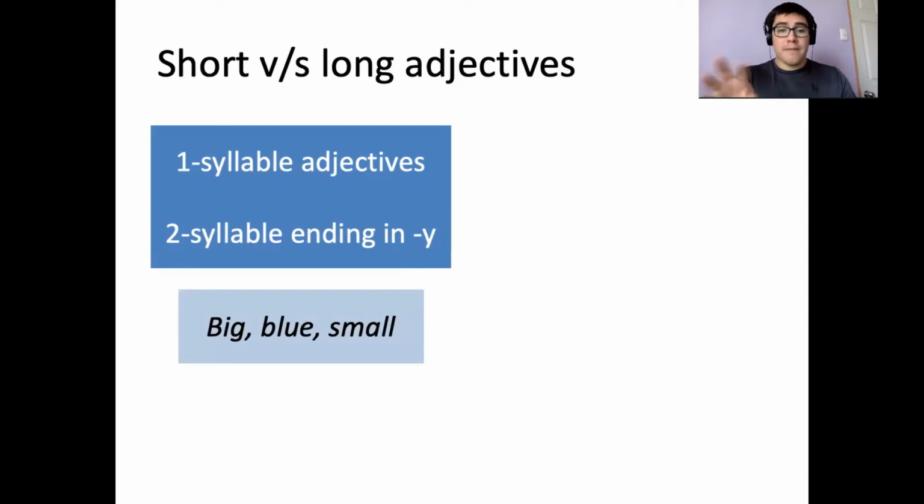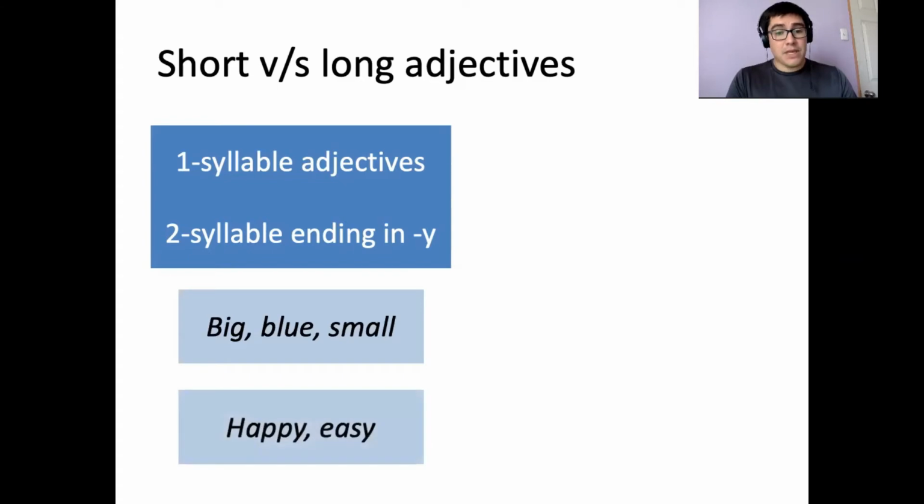The other way to identify short adjectives is if we have an adjective that has two syllables but ends in Y. For example, happy and easy. Happy has two syllables but finishes in Y, so it's also a short adjective. Easy has two syllables but finishes in Y, so it is a short adjective.